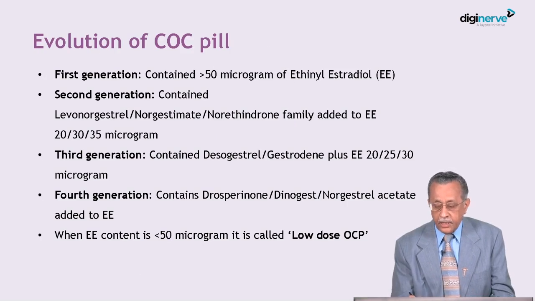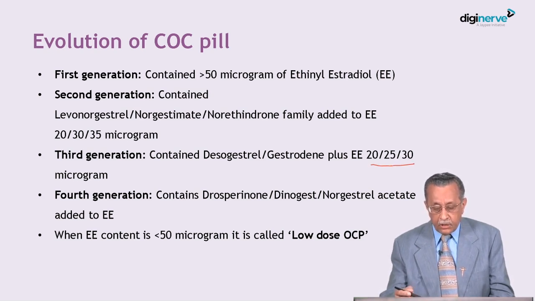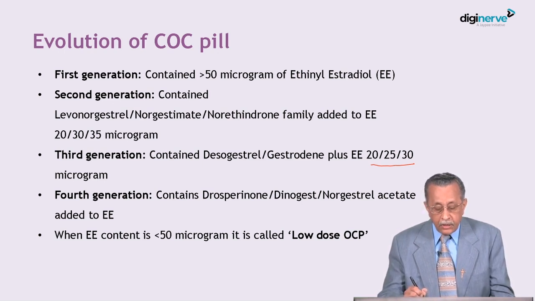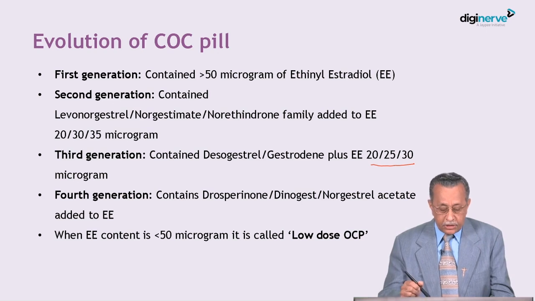The third generation contained desogestrel and gestodene plus ethinyl estradiol again, at a dosage of only 20, 25 or 30. So you can see that the dose of ethinyl estradiol was reduced gradually to keep a minimum dose, mainly to avoid side effects of estrogens. The fourth generation that is being used now contains progesterones called drospirenone and dienogest and also norgestrel. These are added to ethinyl estradiol, at the same dosage.